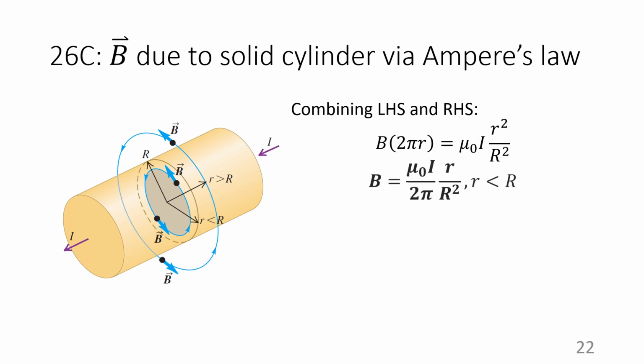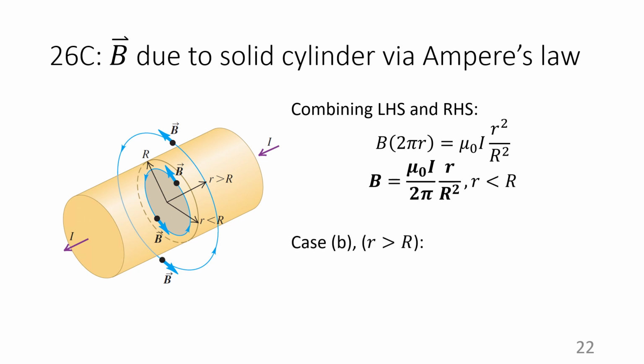And if we isolate B, it gives us B is equal to mu naught times I divided by 2 pi, times r divided by big R squared. And note that this is the expression for the magnetic field inside the cable.